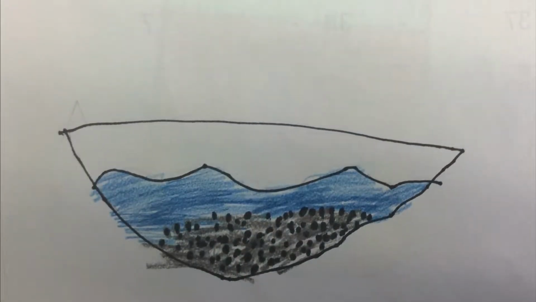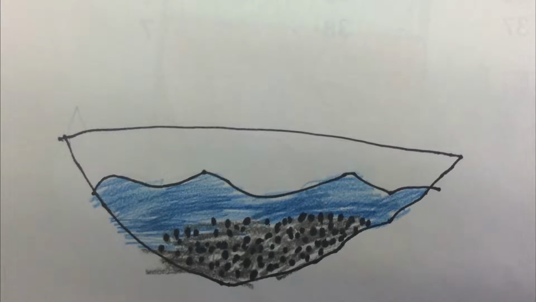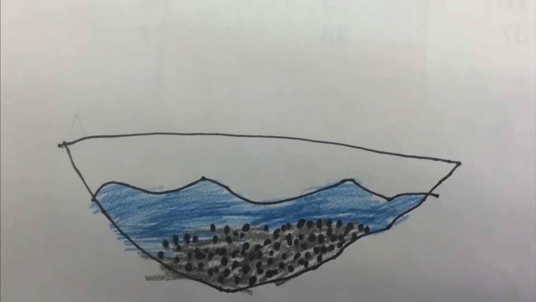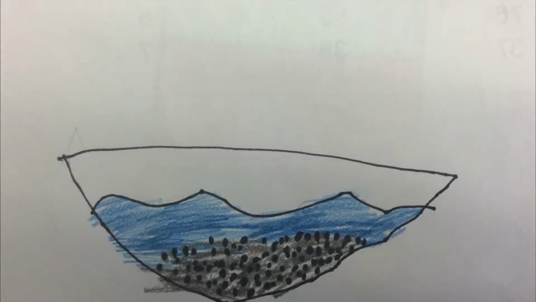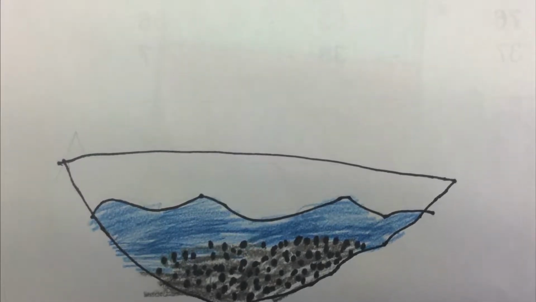The solution that was most dense went to the bottom, and the solution that was less dense went to the top. If the first solution stayed on the bottom and the second solution stayed on the top, the first one was more dense. If the colors mixed, the second solution was more dense.